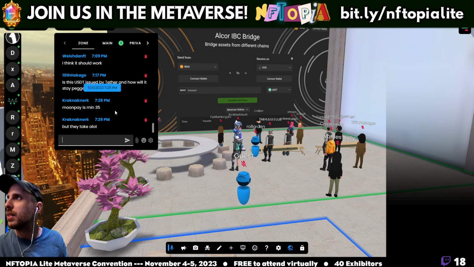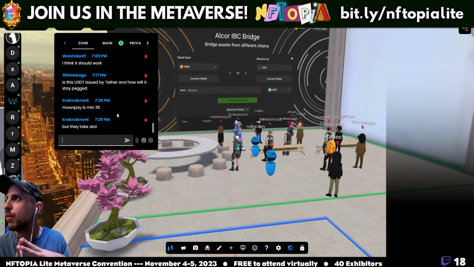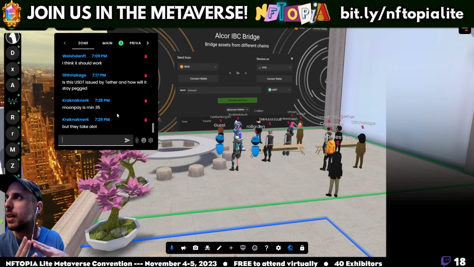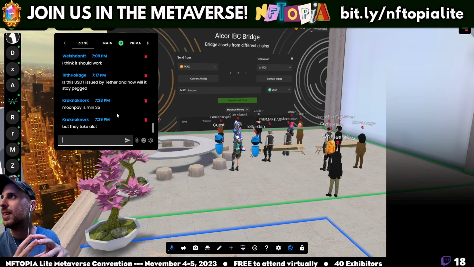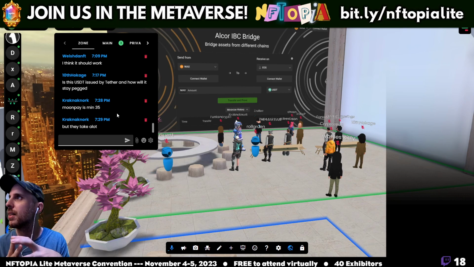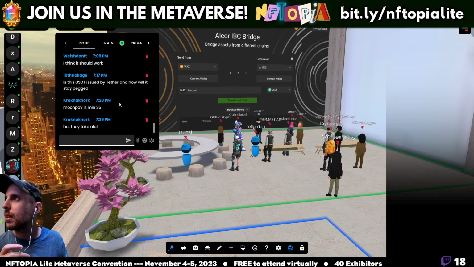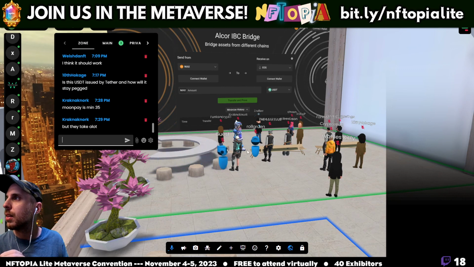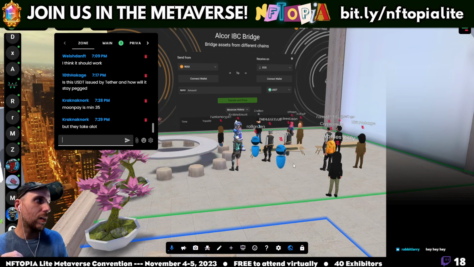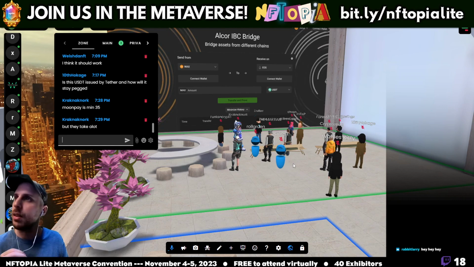Is this USDT issued by Tether, and how will it stay pegged? I guess you kind of answered that already. Yeah, it is a bridged USDT. How does it stay pegged? It is up to Tether. The functionality is still the same. You need to bridge it back to EOS, and then you can use it on any EOS exchange or any centralized exchange.